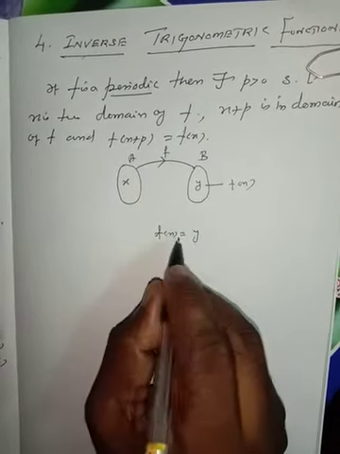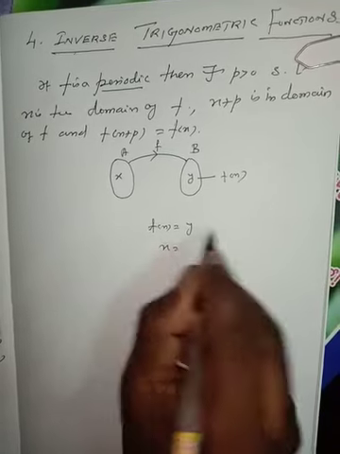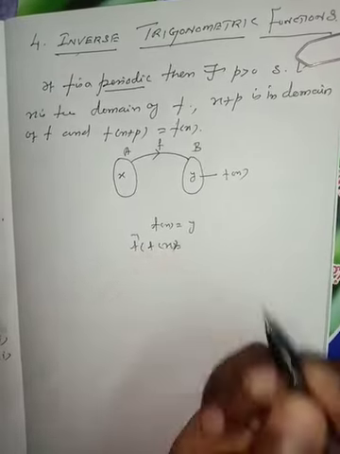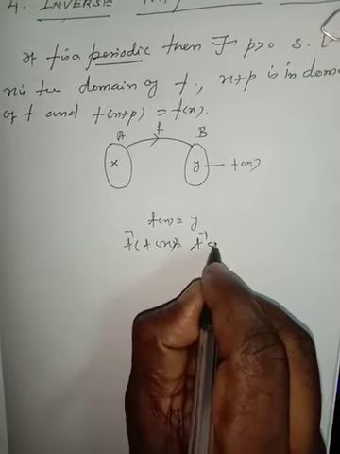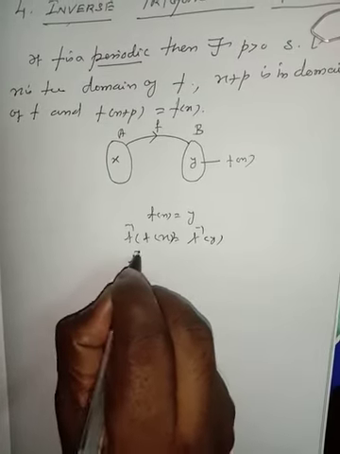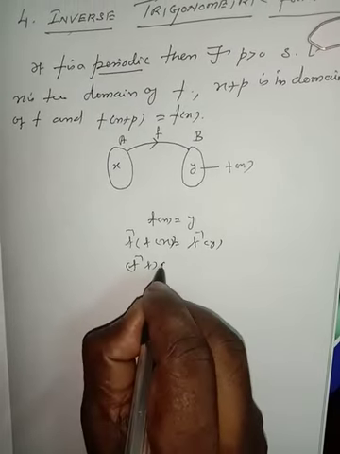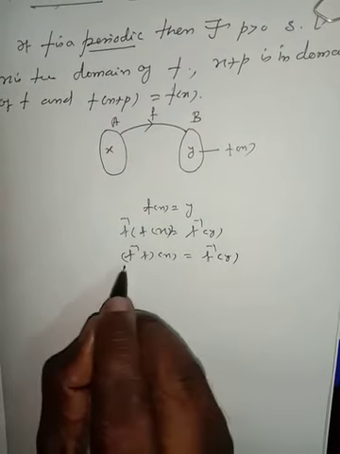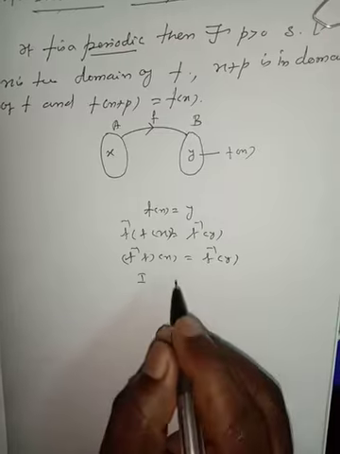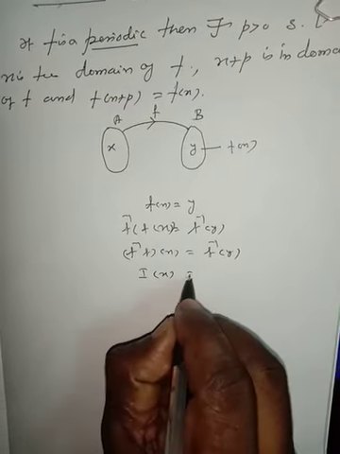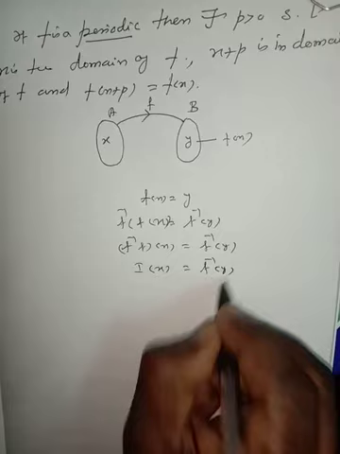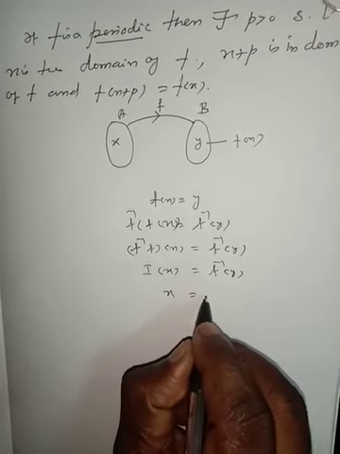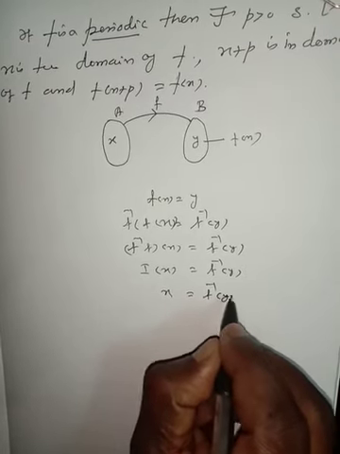F of x is equal to y. Taking f inverse on both sides, f inverse of f of x is equal to f inverse of y. F inverse of f means identity, so x is equal to f inverse of y.